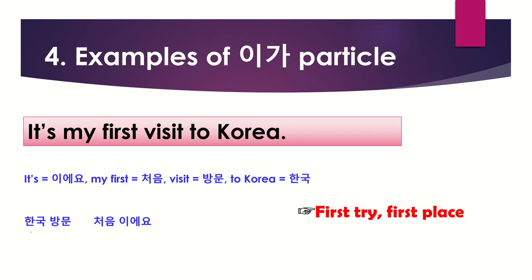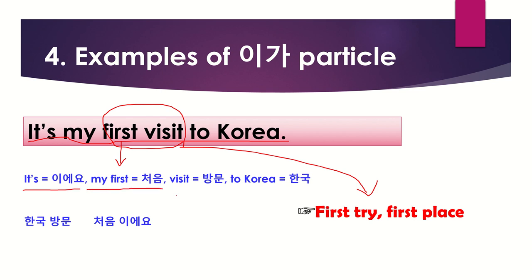Alright, and example 4. Look at the sentence first. Okay? It's my first visit to Korea. My first visit is first try, first place, first experience. Okay? So, break down the sentence like this. It's 이에요, my first 처음, visit, 방문, to Korea, 한국. Okay? So, 방문 ends with consonant 니은. Okay? So, 한국 방문이 처음이에요. Okay? Do you get it?